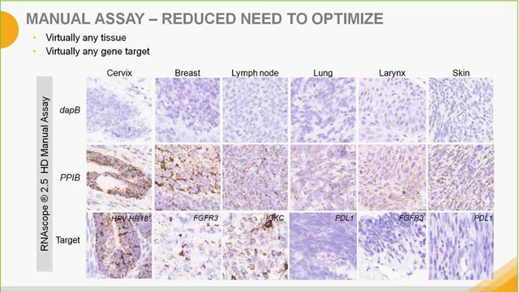So here's a presentation of the manual 2.5 assay across several targets, including a typical control, DAPB, and several tissues, highlighting the robustness of the assay. With RNAscope 2.5, there is a reduced need to optimize where most tissues will work with our standard conditions. As you can see here, we see punctate staining in a clean background.